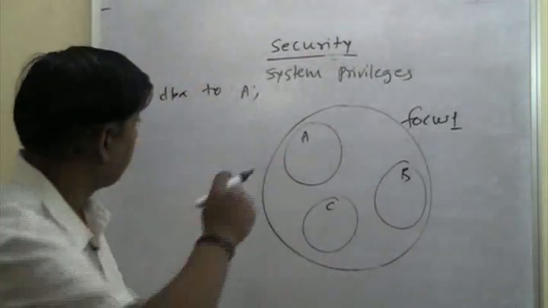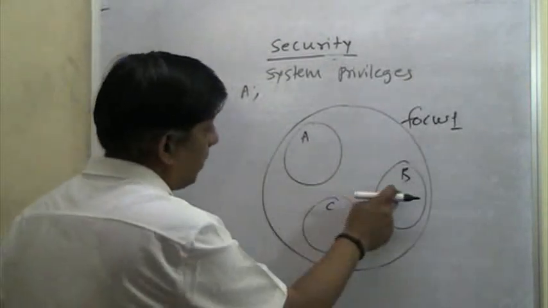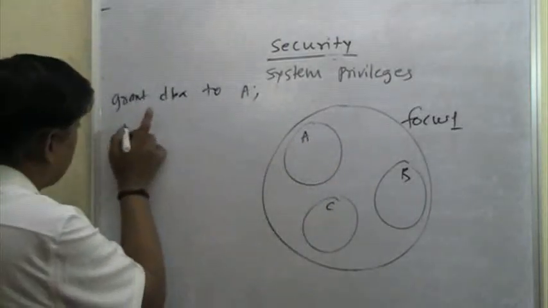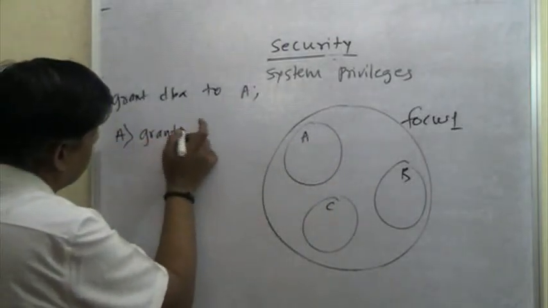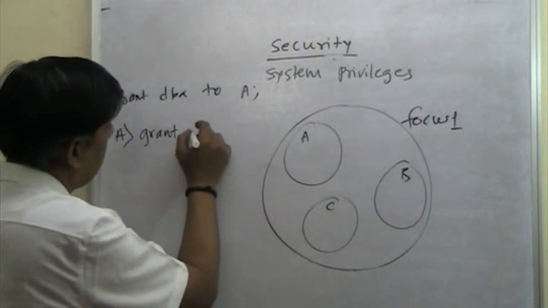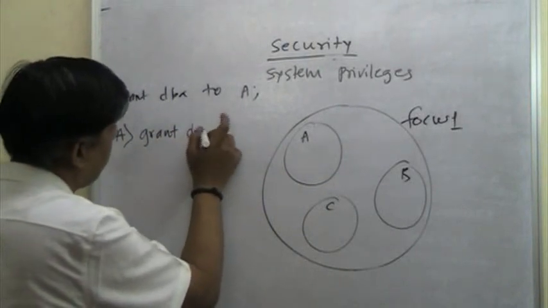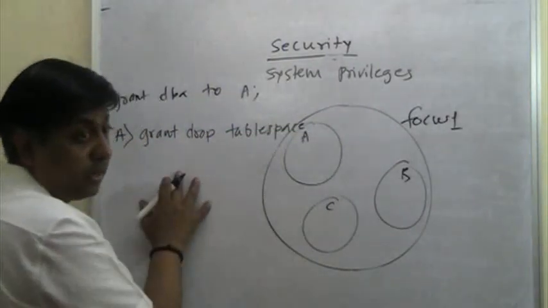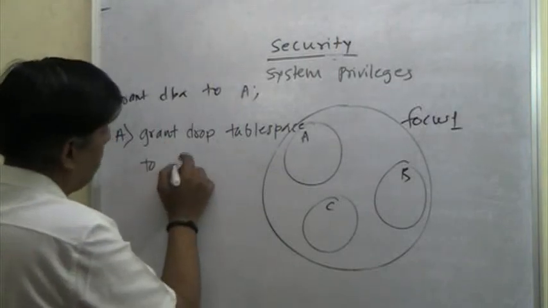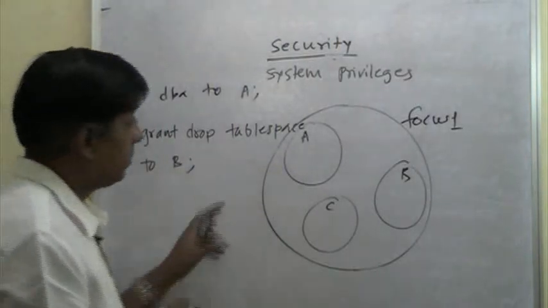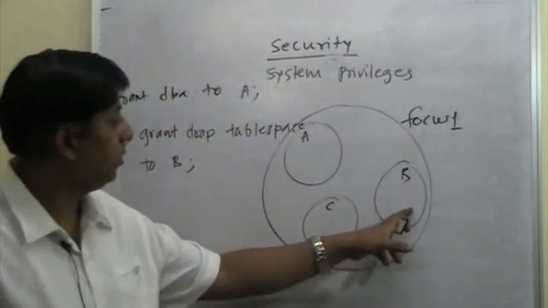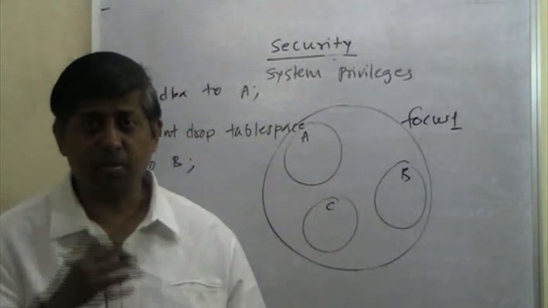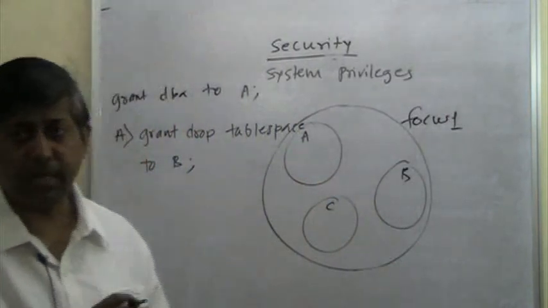Now what he does, he grants a system privilege because he's a powerful user. Now let us take an option. User A logs in, he is logged in now, and he says grant drop table space, a very dangerous privilege, drop table space to B. So he has granted that privilege to user B. Because of this privilege, user B can now drop any table space. He can drop a table space TS1, TS2 and all that stuff, a very dangerous thing.